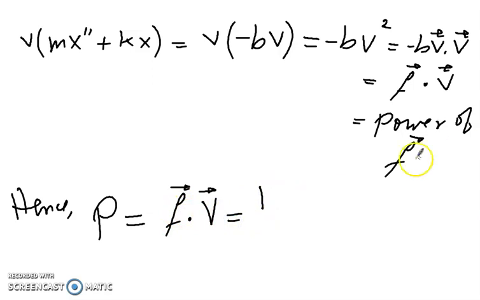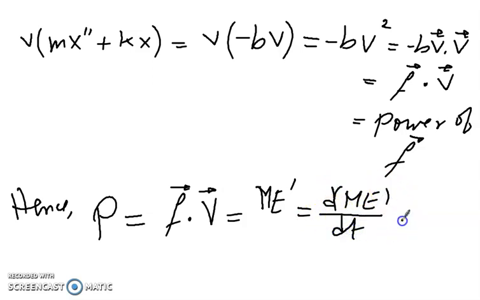Let me write it ME prime since you like it more. ME prime, where ME prime represents the derivative of the mechanical energy with respect to time. Okay? And this is the instantaneous power. Remember this, you can say it is the derivative of the work of the force also.